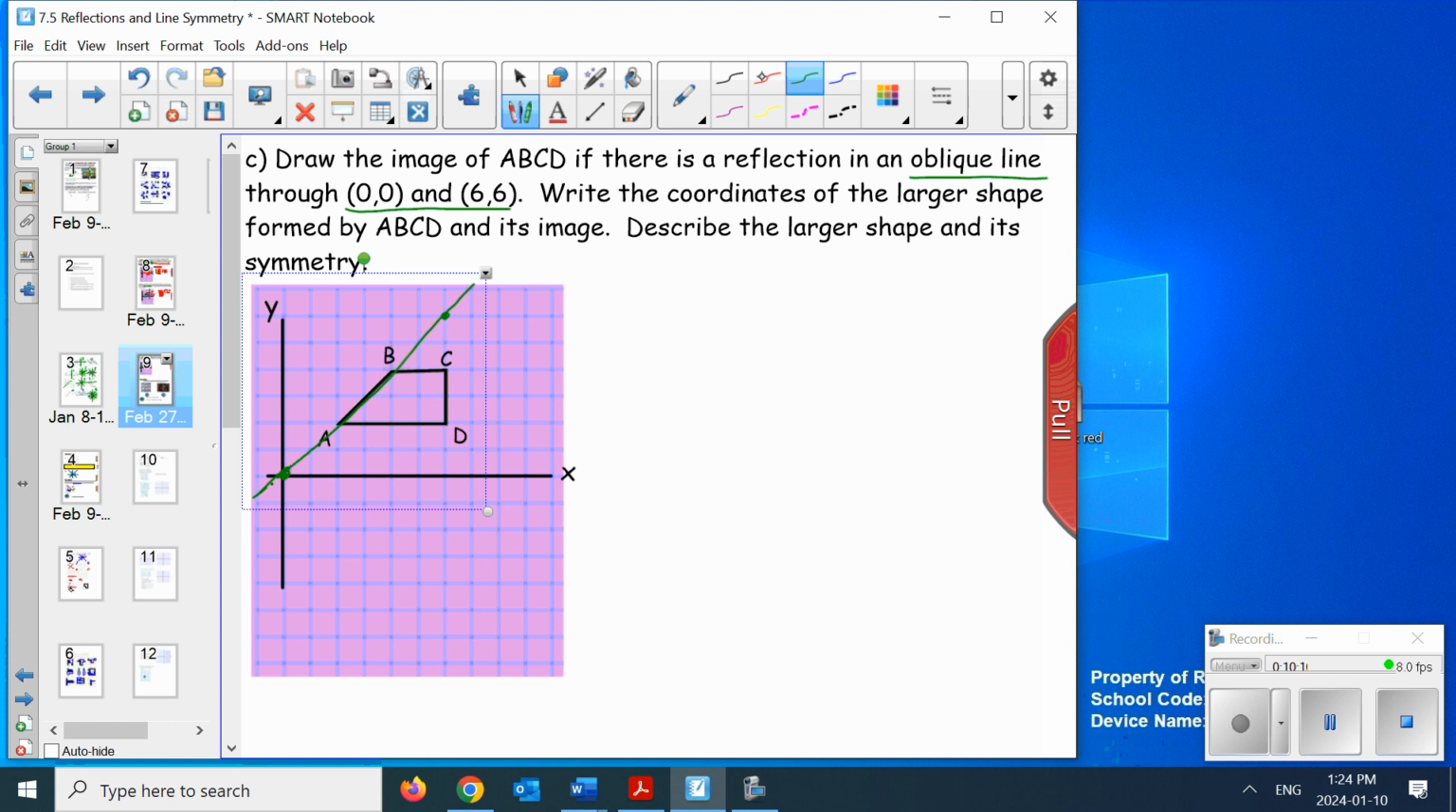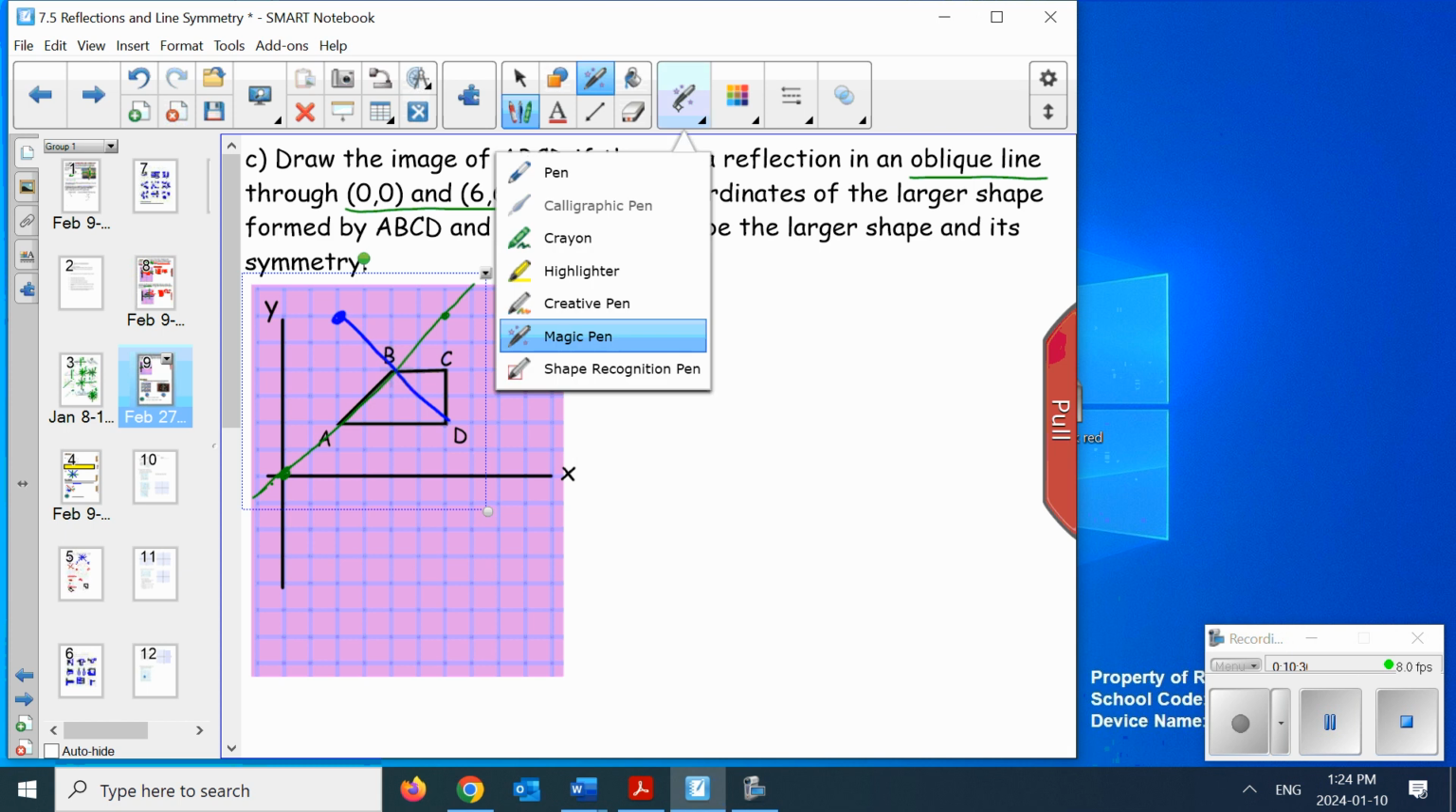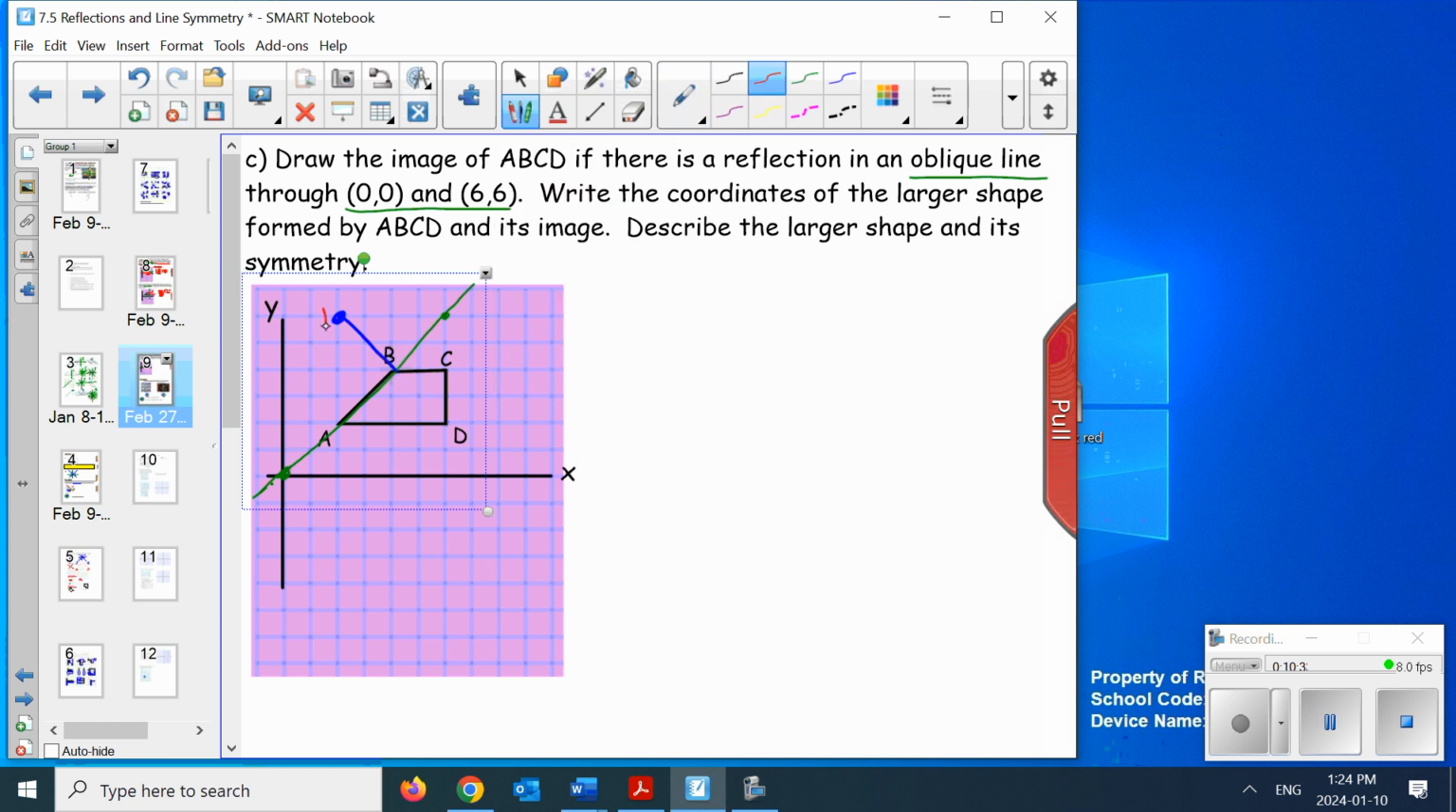So to do the reflection, A and B sit on the line. They're their own mirror image. We're not going to do anything. But just think of this. If D is right here, it is two diagonal boxes away. So I'm going to go two diagonal boxes right there. Call it D prime. Tick mark. C, similar thing. I'm going to go one diagonal low and put my tick mark there. So C prime, tick mark. Let's join the dots then.